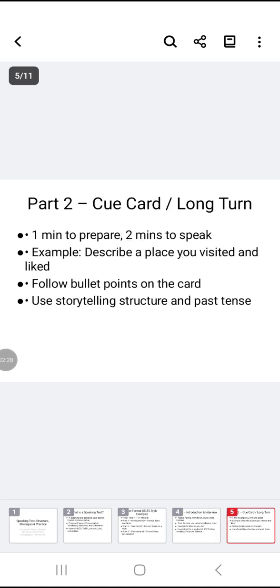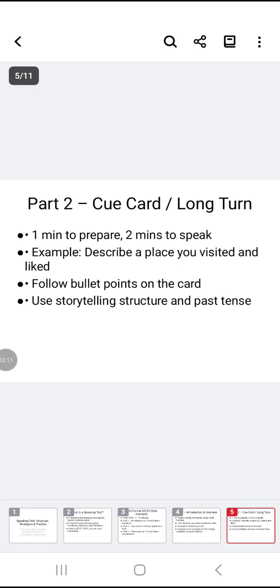Now I will discuss part 2. Part 2 includes a cue card or long turn. You speak for a few minutes to the examiner. When you are given the cue card, you have 1 minute to prepare. You can write, you can think. This time contains 1 minute to prepare, and then you have 2 minutes to speak about the topic.